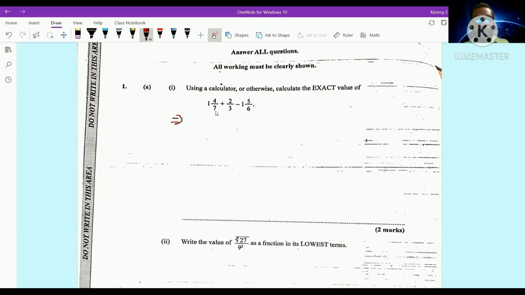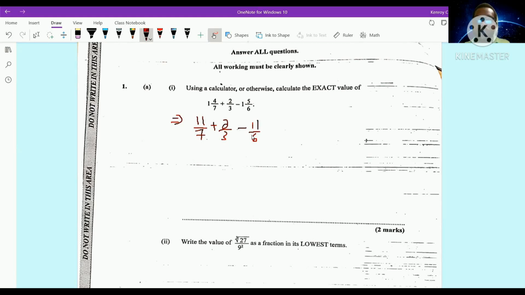So 1 and 4/7, what I can do is to turn this into an improper fraction by saying 7, which is my denominator, times my whole number is 7, and I add the 4. So I'm going to have 7 plus 4, which is 11 over 7 plus 2/3 minus 6 times 1 is 6 plus 5 is 11. So I'm going to have 11 over 6.